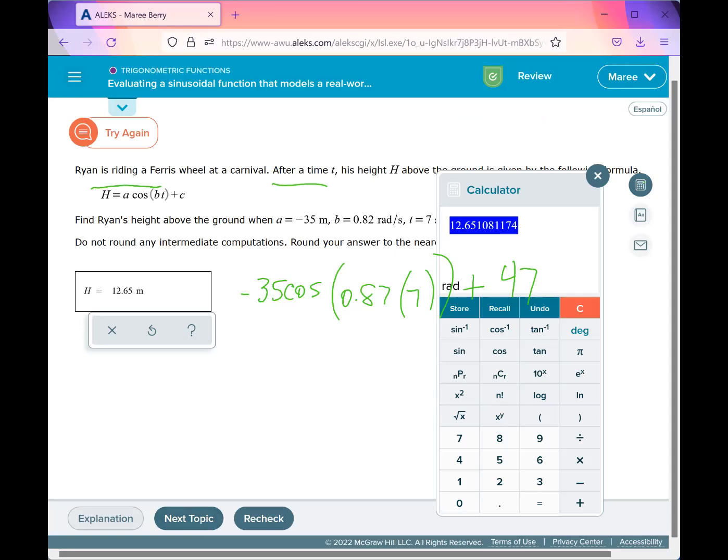So we have -35. Oopsies, clear. So -35 cosine 0.82 times 7. Go outside here and add 47. Oopsies. Back up. How do you back up one? There we go. 47 equals 17.04.